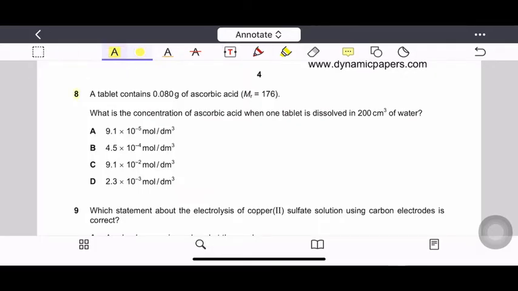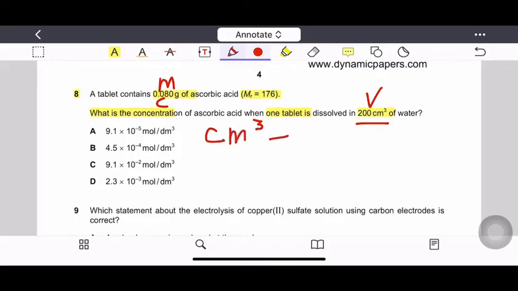Question number 8. A tablet contains 0.080 gram of ascorbic acid. They have given the molecular mass as well. What is the concentration of ascorbic acid when one tablet is dissolved in 200 cubic centimeters of water? This is mass, this is concentration, and here they have given us the volume. But volume is in cubic centimeters, so first convert it into decimeters cube. Cubic centimeters to cubic decimeters.